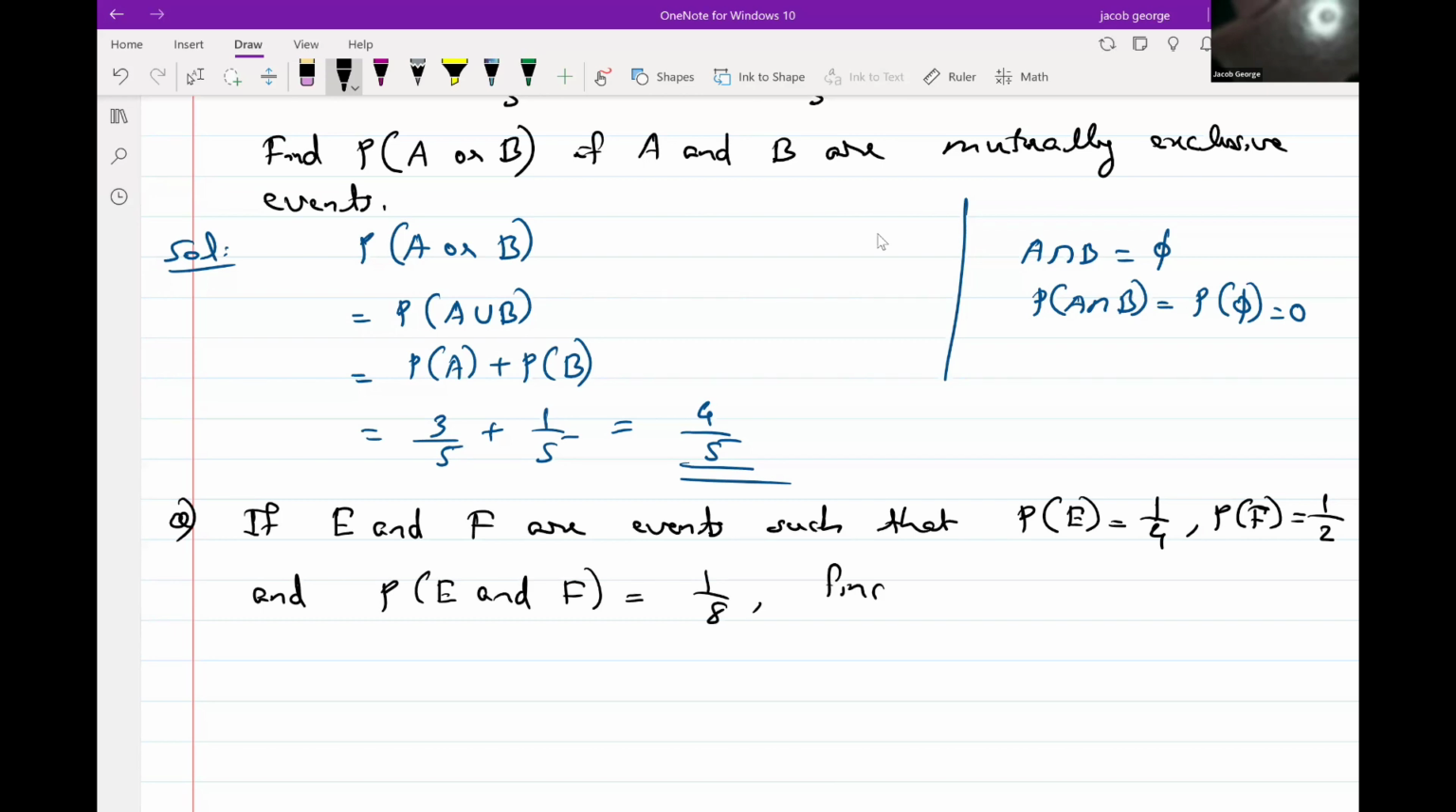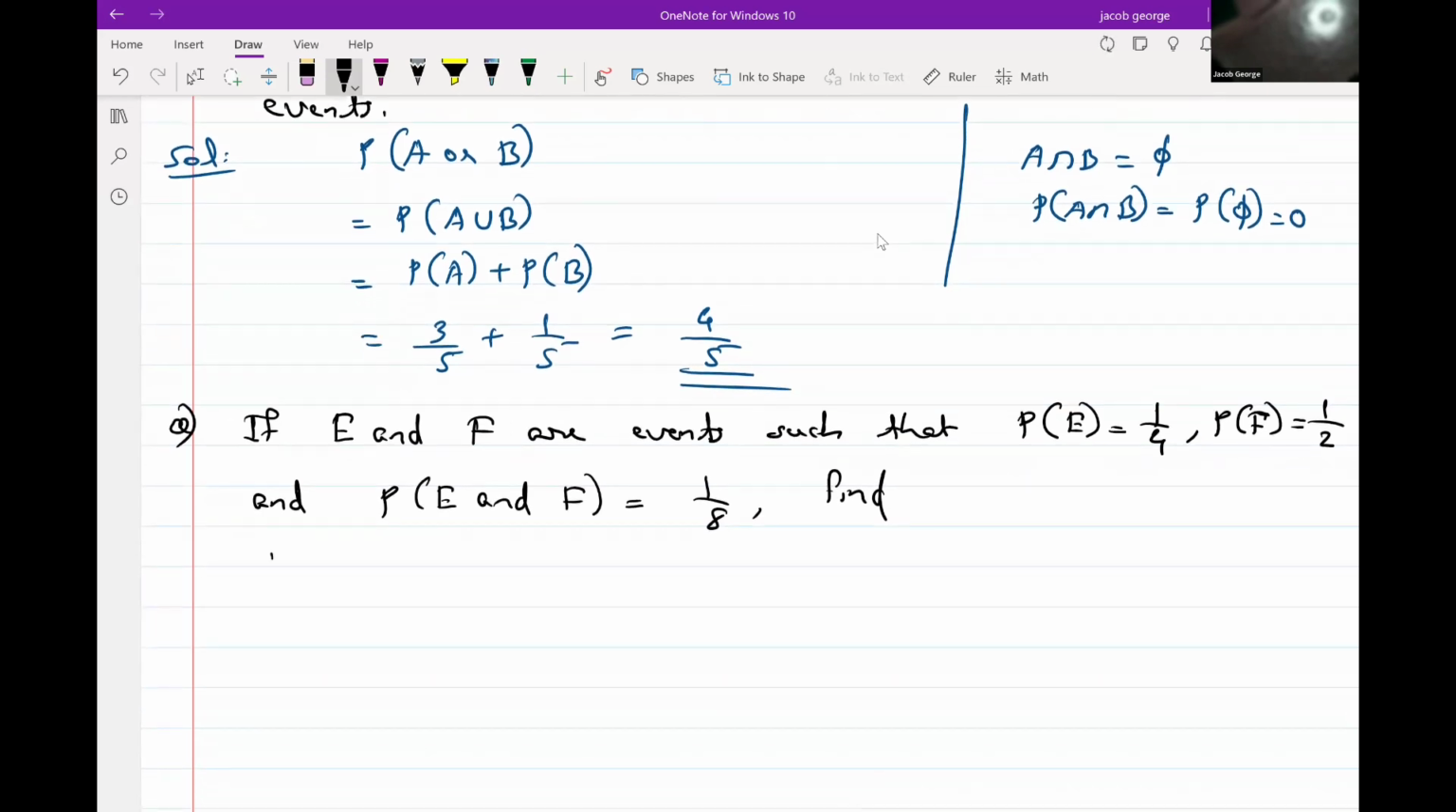Find, first one, P of E or F. Second subdivision, P of not E and not F.